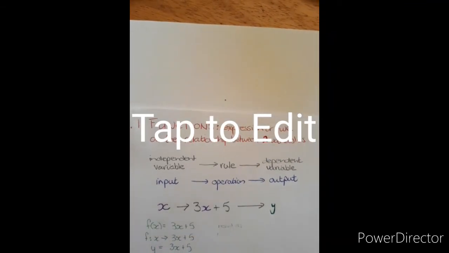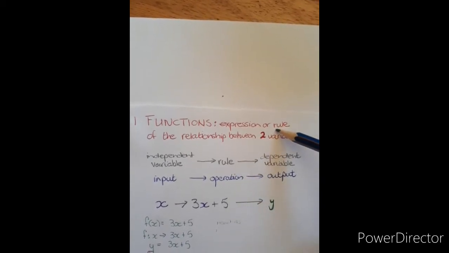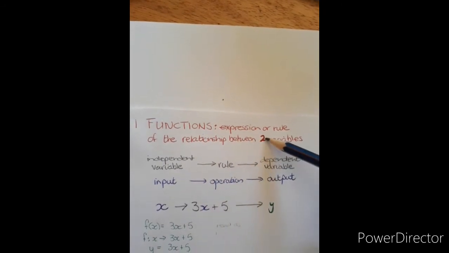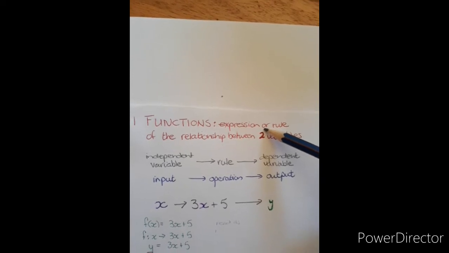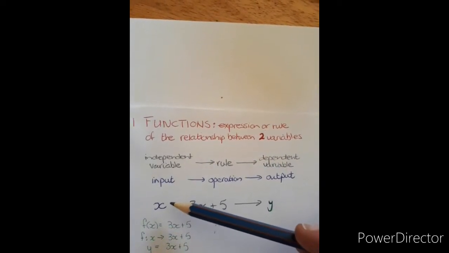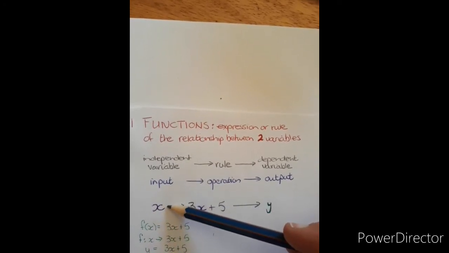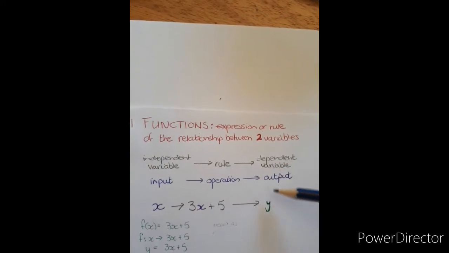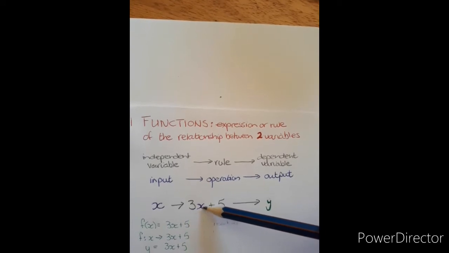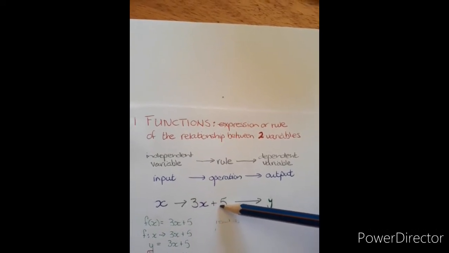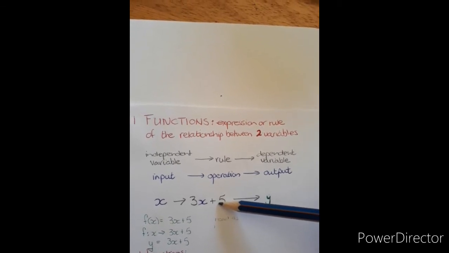Functions are really nothing else than an expression, or for that matter, a rule of the relationship between two variables. Now this sounds really complicated, but if you look at the example, we have the one variable, which is the independent variable, x, and we've got the dependent variable, y, and the rule in this case is 3x + 5. So we can really compare a function with a car, a motor car.